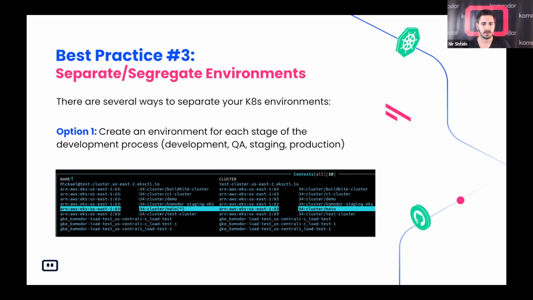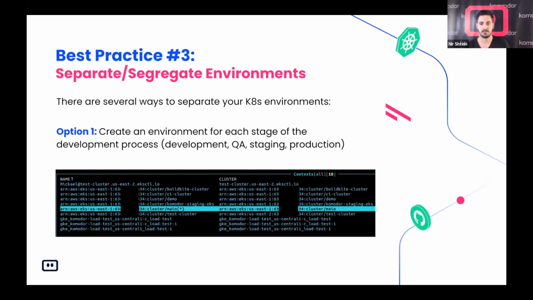The third best practice that I want to recommend is separate your environments. I'm sure that everyone, whether they use Kubernetes or not, is separating their environments. But if you're a Kubernetes user, you have two main best practices for how to do it. The first one is to separate your environments via clusters, and the second one is to separate your environments via namespaces. When you separate your environments via cluster, it means that you have a separate cluster for each environment.